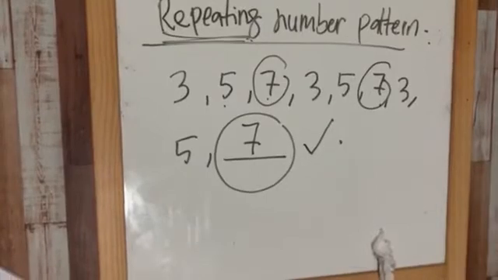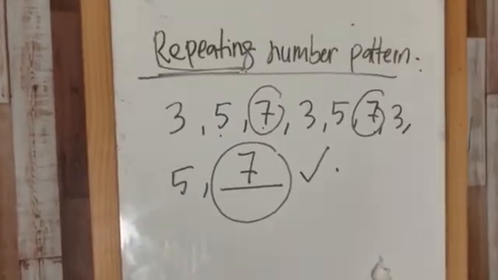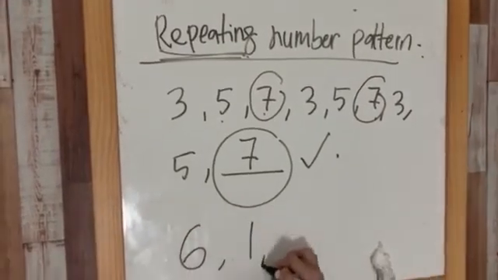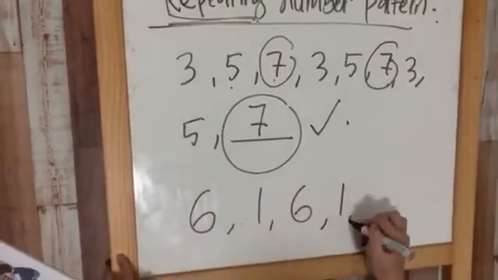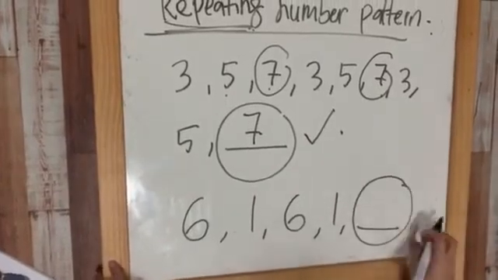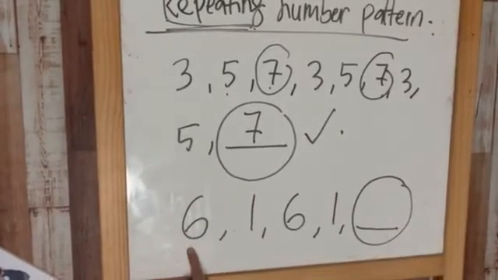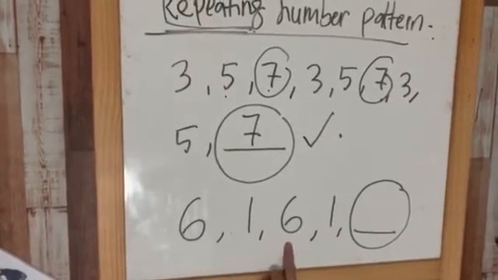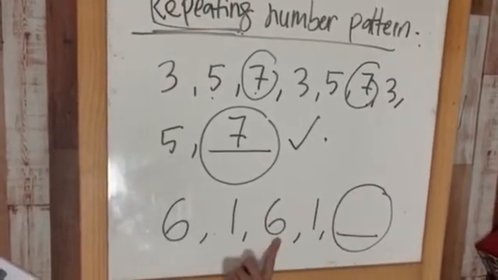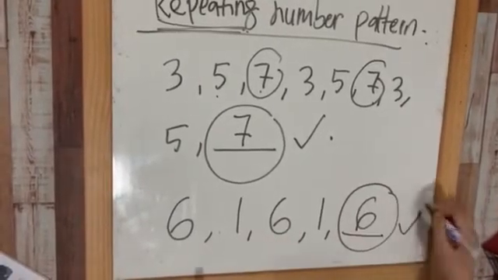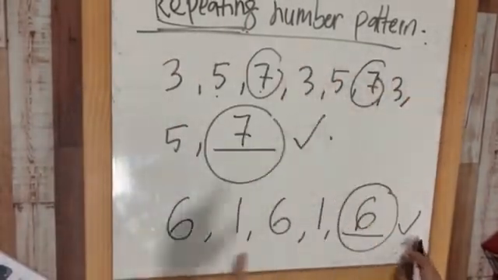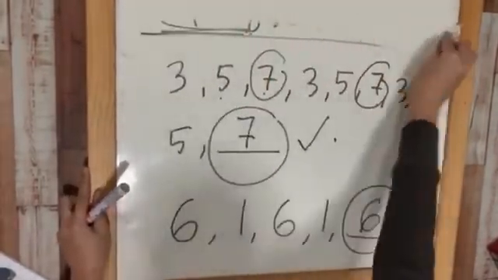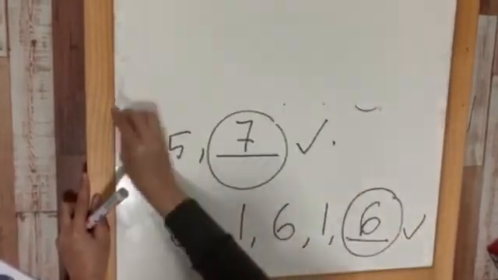Again, I'm giving you another pattern. 6, 1, 6, 1. So what is the number here? After number 6, it becomes 1. After number 1, it becomes 6. After 6, it becomes 1. After 1, it becomes 6 again. So that's what we call a repeating number pattern. Clear? Good job.